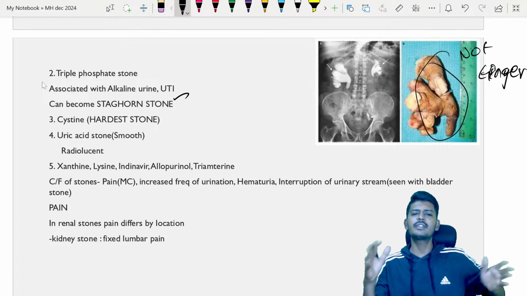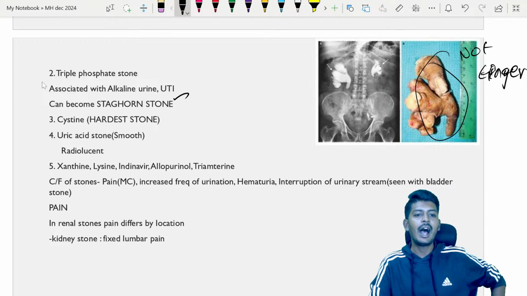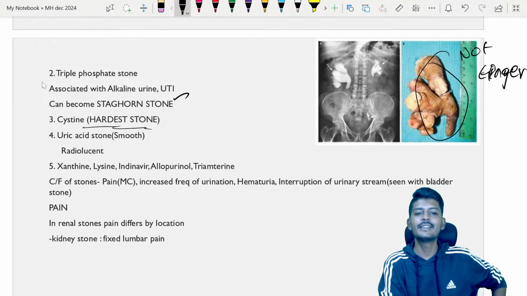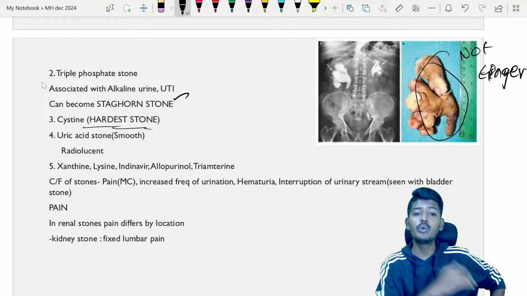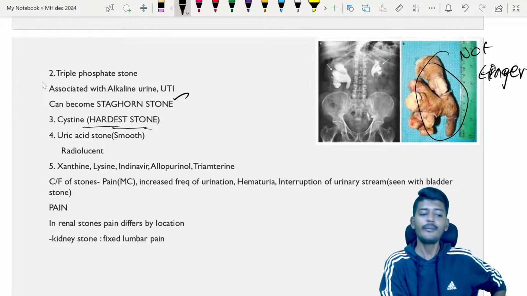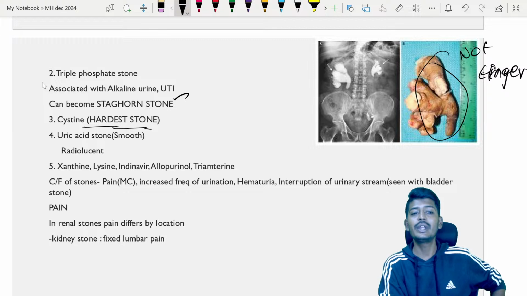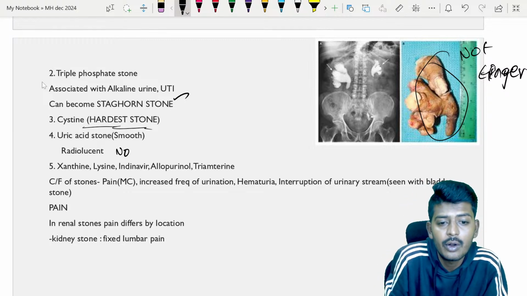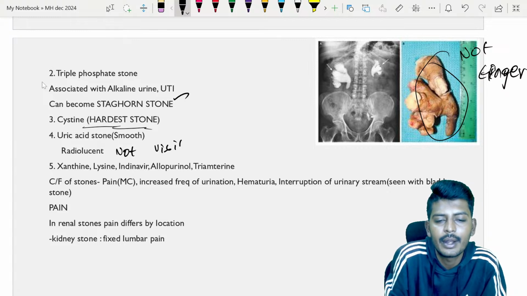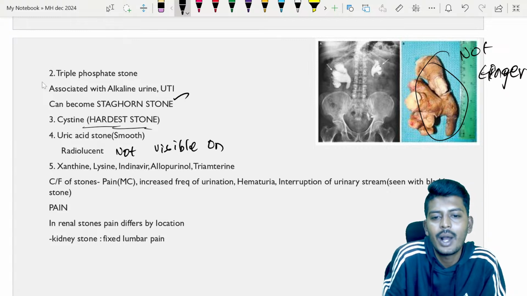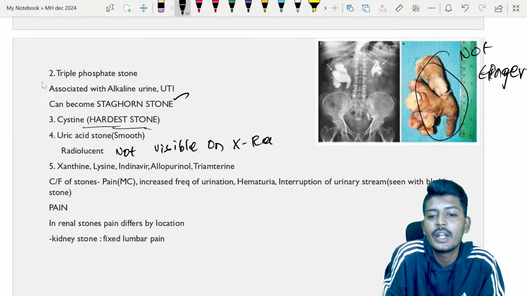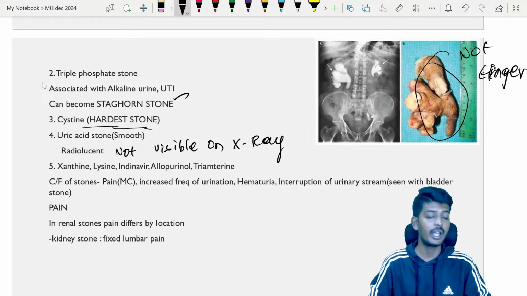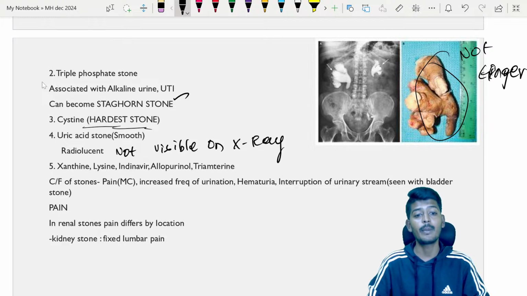Okay. The hardest type of renal stone is your cystine stone, my dear students. Which one? Cystine stone. Which ones are the smoothest type of stones? That is your uric acid stone. Uric acid stones are not visible on X-ray. Remember, not visible on X-ray. Why? Because they are radiolucent, meaning they allow the X-rays to pass through them. So you will not be able to see them.